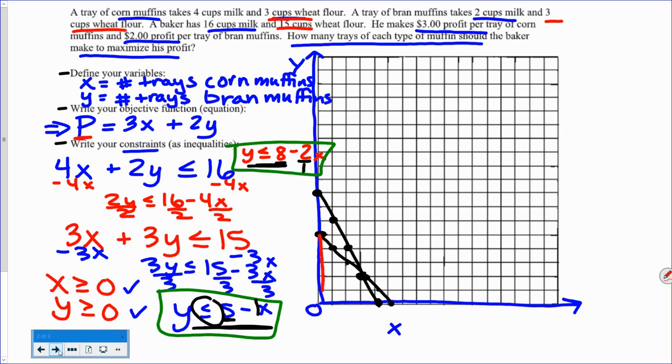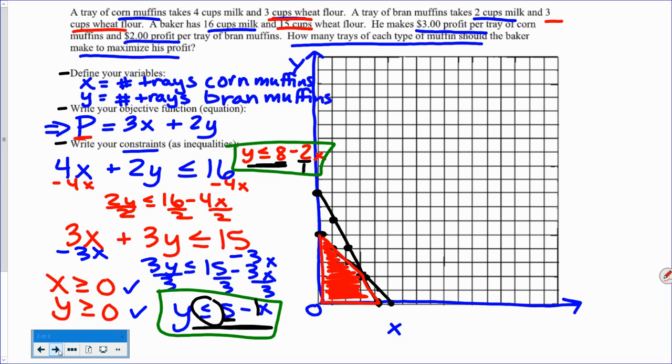So this section, I'll outline it for you, and then shade it in. That is your feasible region. Any point that falls within that region would satisfy all of the constraints that we have. We wouldn't run out of ingredients, we wouldn't run out of flour, we wouldn't run out of milk, and we wouldn't have anything that would be negative and not make sense.